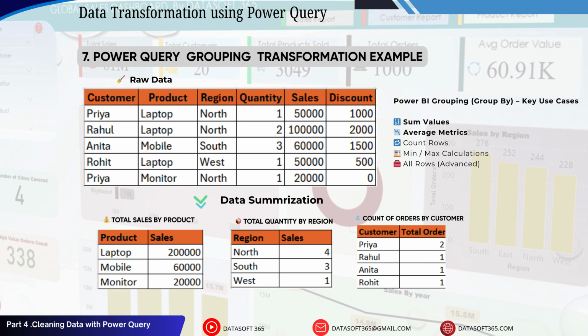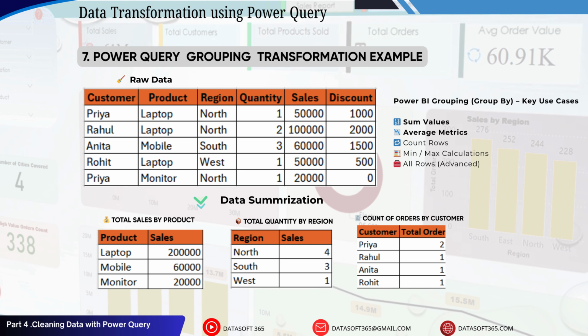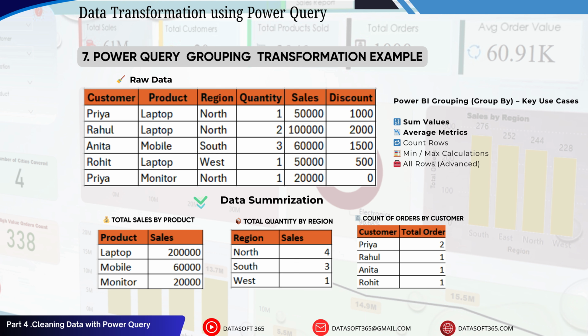So we have learned how to clean up data, merge from multiple tables, and reshape it using pivot and unpivot. Now let's talk about something that's very common in real reporting, summarizing data. Sometimes you don't want to see every single row. Instead, you want answers like total sales by product, total quantity by region, count of orders by customer. This is where we use something called grouping in Power Query. If you have worked in Excel, it's like a pivot table. Now let's go to Power BI and apply this step by step.